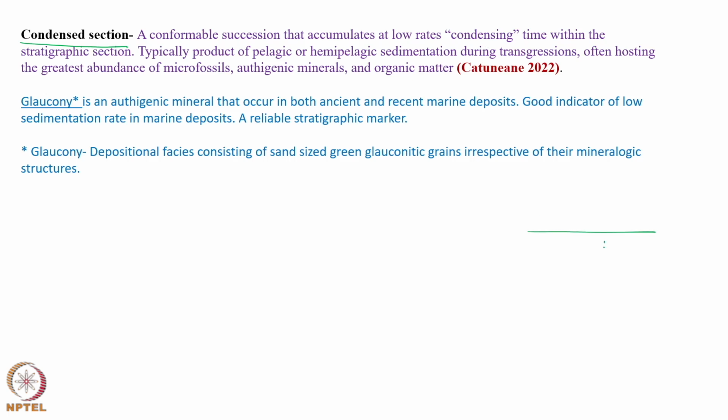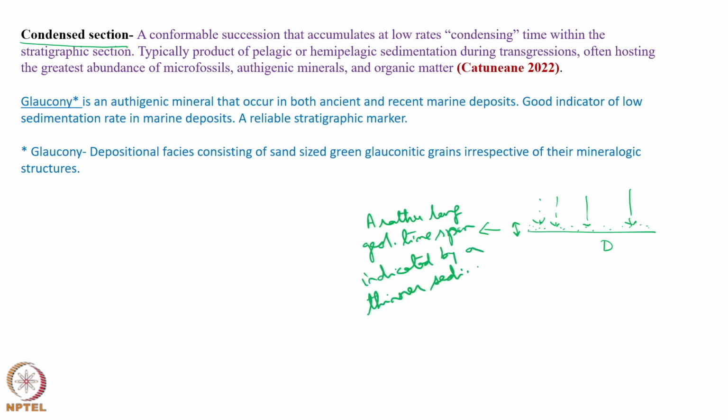This can be a depositional surface where the sediment coming from the water above is low in amount and the rate of sedimentation here is low. So, this much thin sediment can indicate a long geological time span, a rather long geological time span indicated by a thinner sediment deposit. This is the meaning of the word condensing time, as if very long geological time is condensed within this thinner sediment deposit.